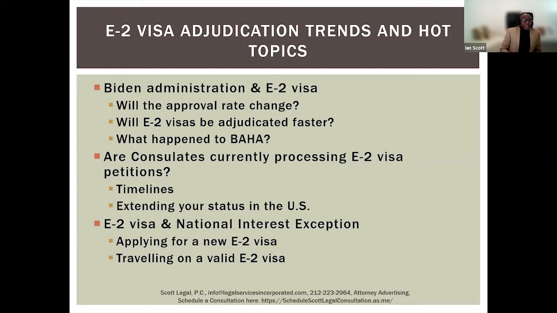So the Biden administration has been in power for about a year now. The question that comes up is, have the E2 visa approval rates changed? And the answer really is no. I'd say that even with the last administration, we didn't really see a significant change in the approval rates of E2 visas. And I think that's really a good thing. They do post historical rates, and they've traditionally hovered around the 80% range, which is not bad at all.